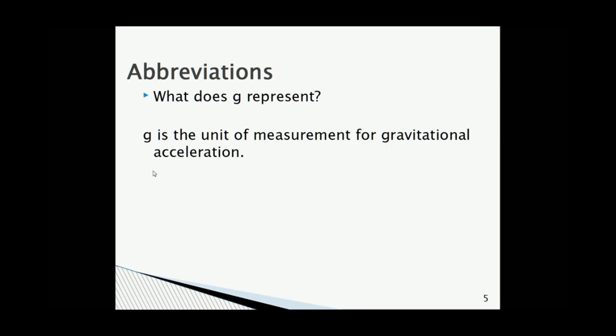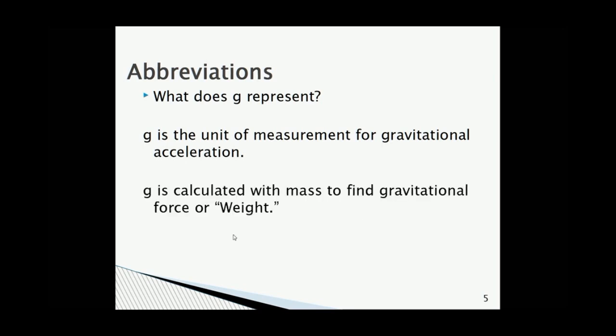Gravitational force, which is a vector quantity, is expressed not only in magnitude, but also in direction. So gravitational force will not only tell you the magnitude of the change in speed of an object, but also the direction in which an object is traveling. Gravitational force is calculated by multiplying mass times gravitational acceleration, mass being the mass of the object, of course.